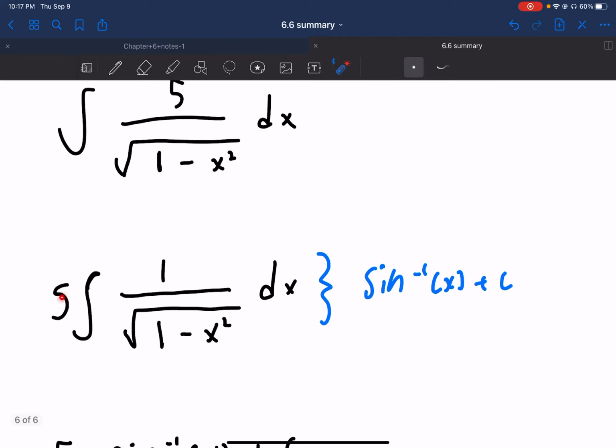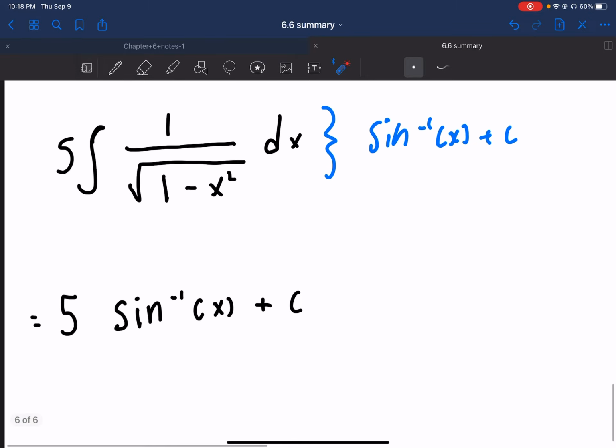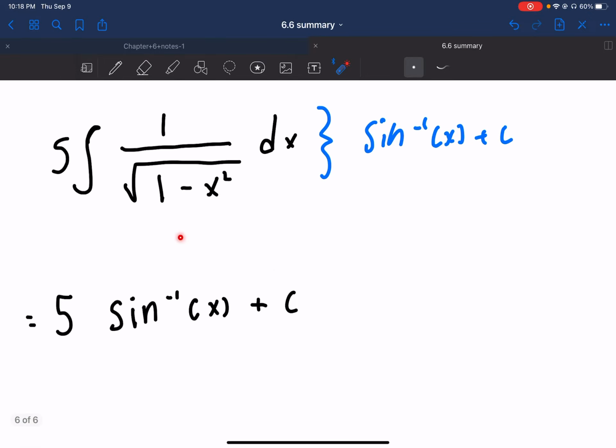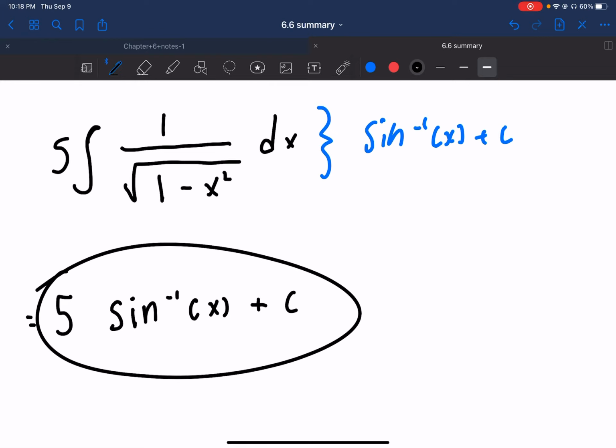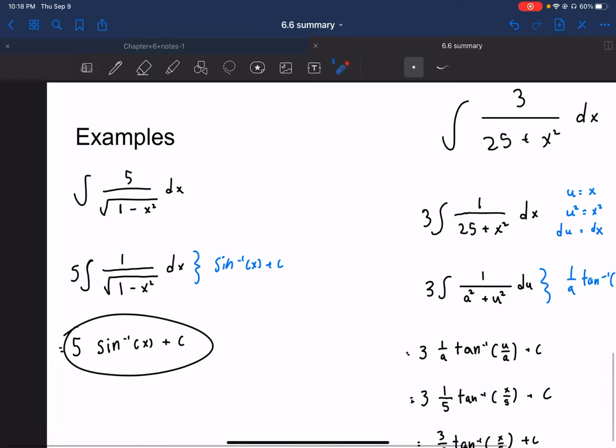And then we have 5 times the integral of 1 over square root 1 minus x squared dx. And we already know that this right here, from the formula above, is the inverse sine of x plus c. And then the answer we get is 5 inverse sine of x plus c. Don't forget to put the plus c because it is an integral.